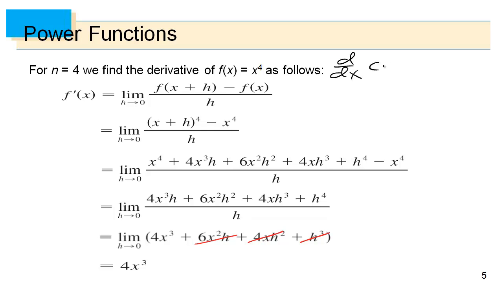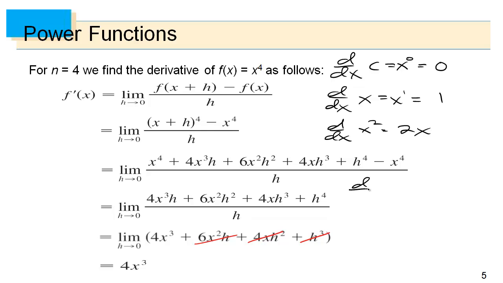Okay, so we had the derivative of a constant, which is really the same thing as x to the 0, equals 0. We had the derivative of x, which is the same thing as x to the 1, equals 1. We have the derivative of x squared equals 2x. The derivative of x cubed equals 3x squared. And then finally the derivative of x to the fourth equals 4x cubed.